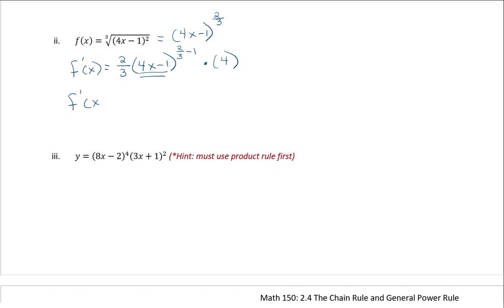So when we simplify this, we would multiply the 2/3 by this outside 4, giving us 8/3 times 4x minus 1 to the negative 1/3. We can rewrite this as the first derivative of x equaling 8 over 3 times the cubed root of 4x minus 1.